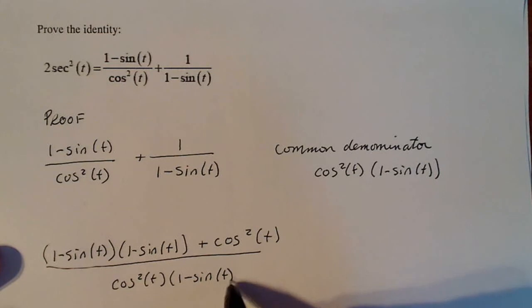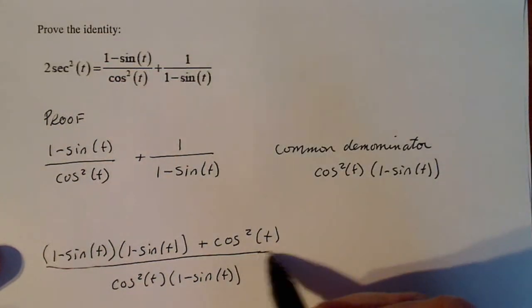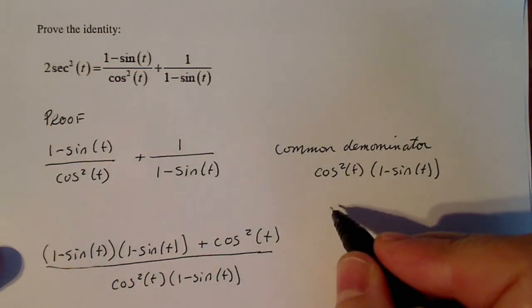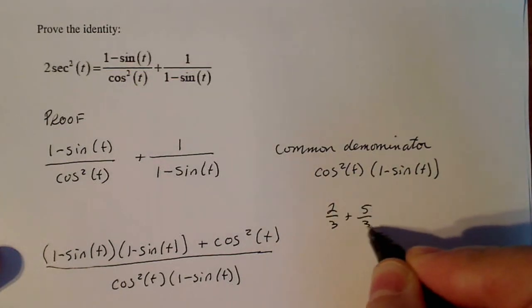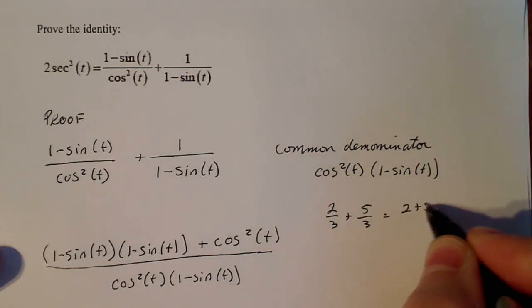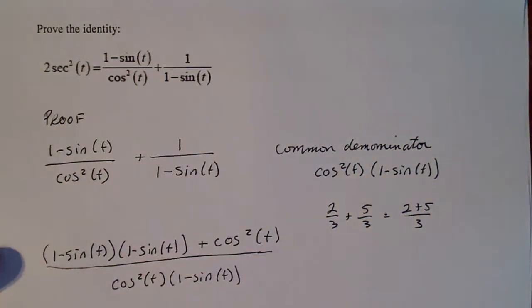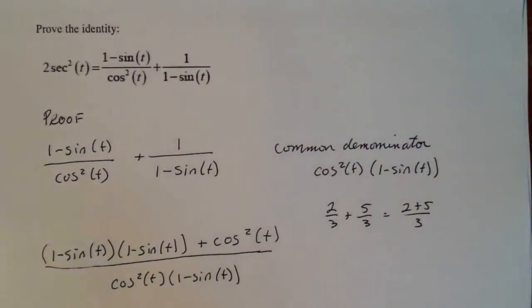Now a lot of students say, well, how is that legal? How are you doing that? Well, just think about the numbers. If I was adding 2/3 plus 5/3, I could say that's 2 plus 5 over 3. That's exactly what I've done here. I've made sure the denominators were the same, and then I just added the numerators and kept the denominator. That's common fractions. Don't forget stuff like that.